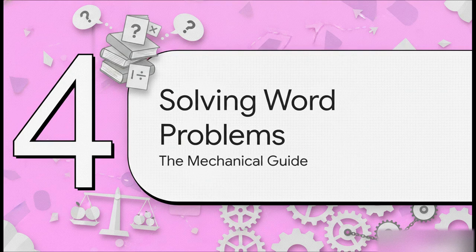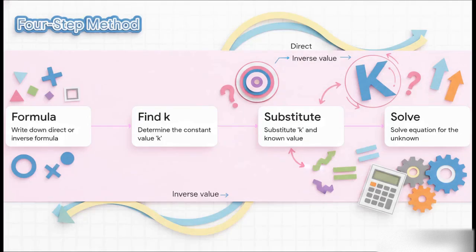Section 4, Solving Word Problems. We are now entering the trials phase of our journey, where we actually put these tools to the test. The experts over at Third Space Learning provide this really fantastic, foolproof 4-step guide for this. When you're faced with a word problem, don't panic. First, determine if it's direct or inverse and write down the corresponding formula.